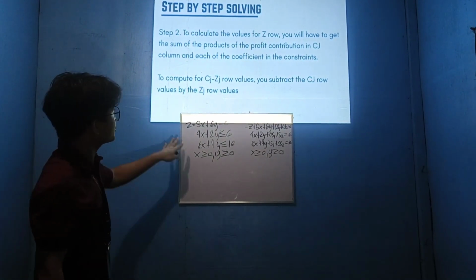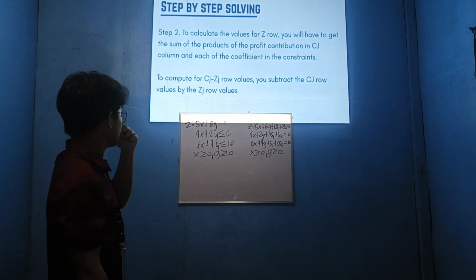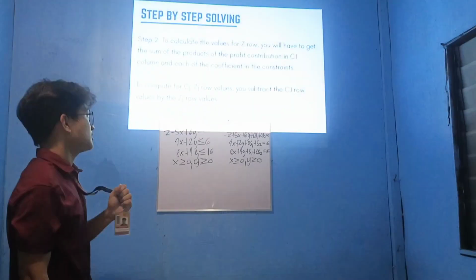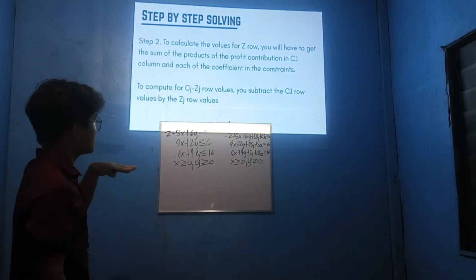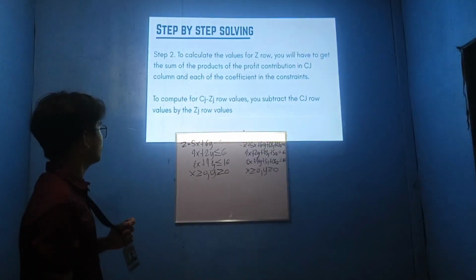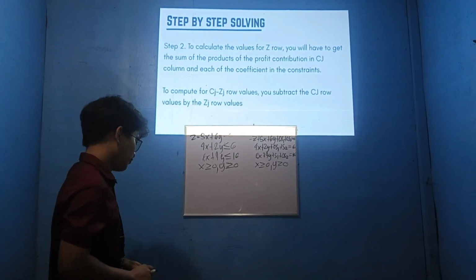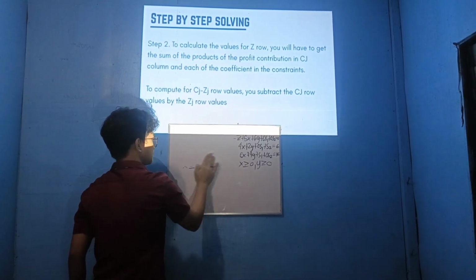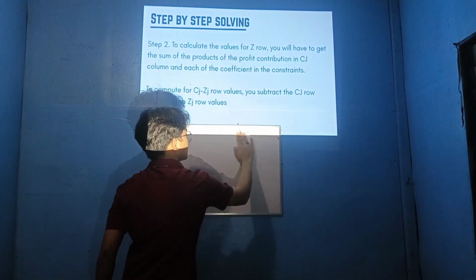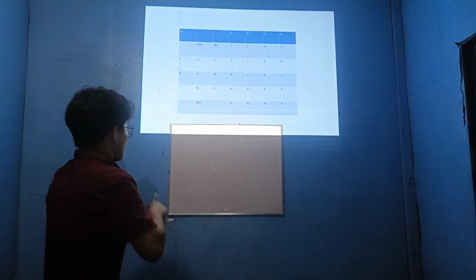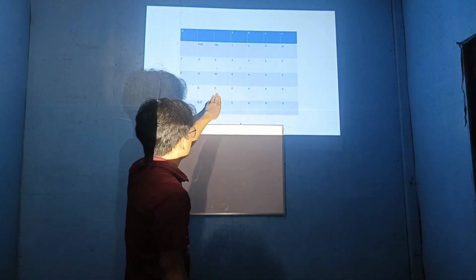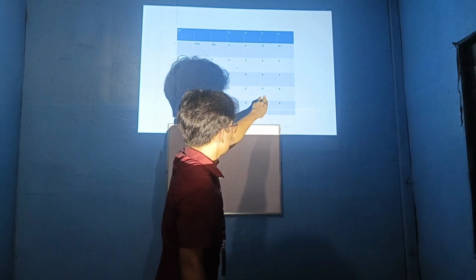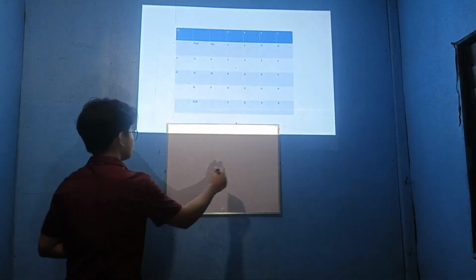For step 3, to calculate the values for Zj, you will have to get the sum of the products of the profit contribution in the Cj column and each of the coefficients in the constraint. To compute the Cj minus Zj row values, you subtract the Zj row values from the Cj row values. Our Zj for quantity is 0, x is 0, y is 0, and the s1 row will be 0 and the s2 row will be 0.